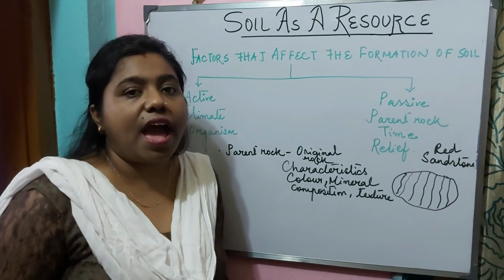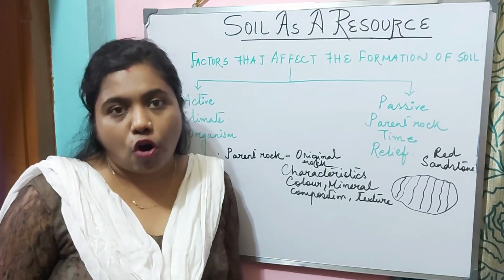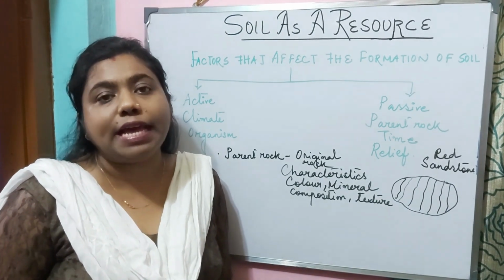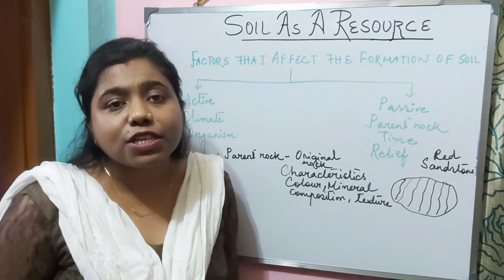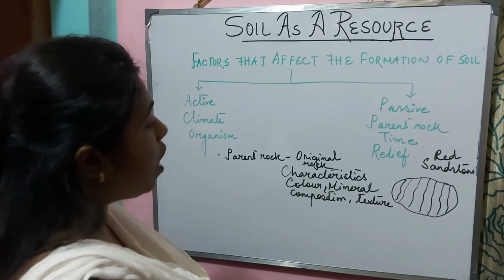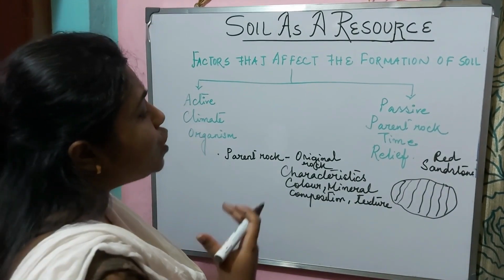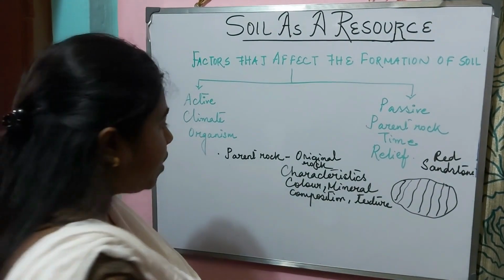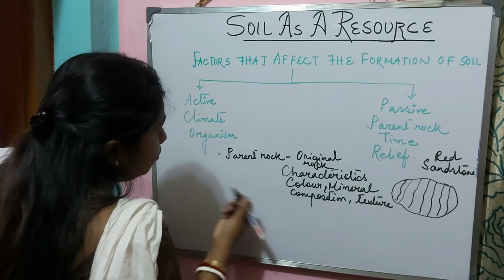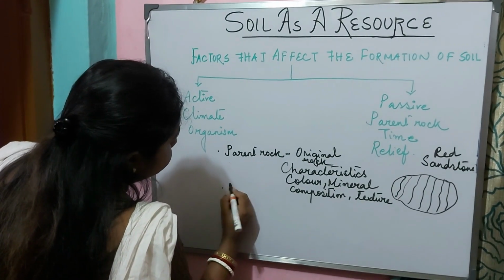Like in the Deccan Trap, as the Deccan Trap is formed by basaltic rocks, the color of the soil there is black. So we find black soil in the Deccan Trap. So on the basis of parent rock, the characteristics, color, mineral composition and texture of the soil will vary. The second one that we will learn about is time.